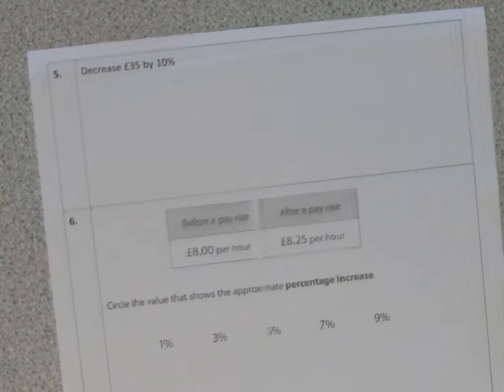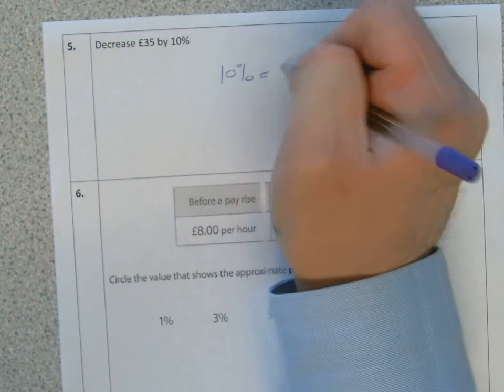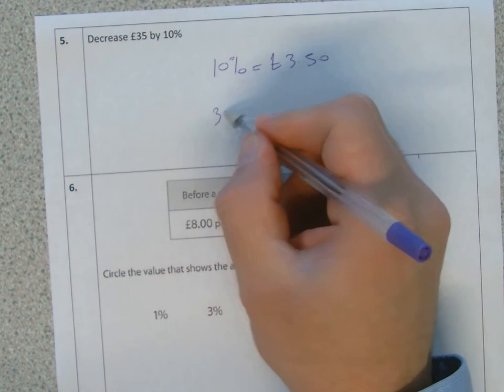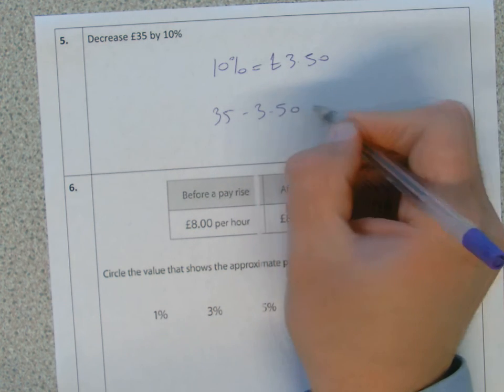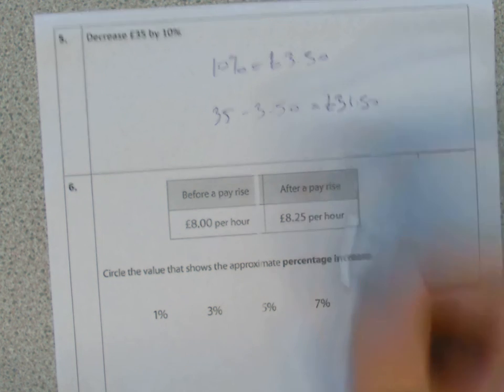Okay, question 5. Decrease £35 by 10%. Now 10% is £3.50. You just divide that by 10. If you're decreasing it, you're taking it away. So you get £31.50 when you take that away.